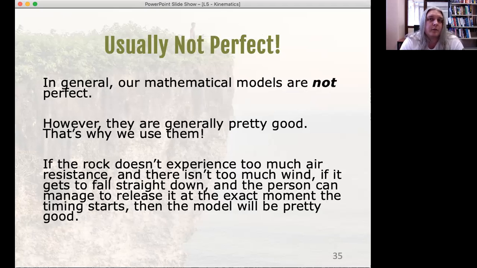They're theoretical, right? And there's a big difference there. We use them because they are generally pretty good, but the issue is that there can sometimes be things that make the real world vary from this model that we created. So for example, if the rock doesn't experience too much air resistance, and if there's not much wind to push it around, and if it gets to fall straight down, and if the person can actually release it at the exact moment that they start the stopwatch, then the model will actually be pretty good, right? The rock will fall pretty closely to that, according to that model.